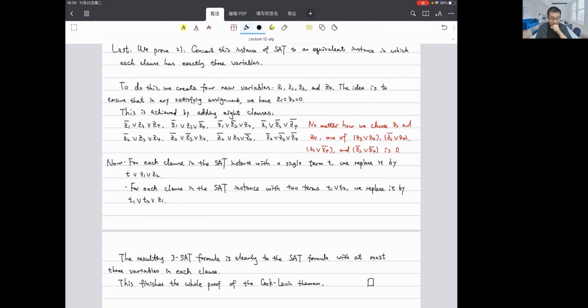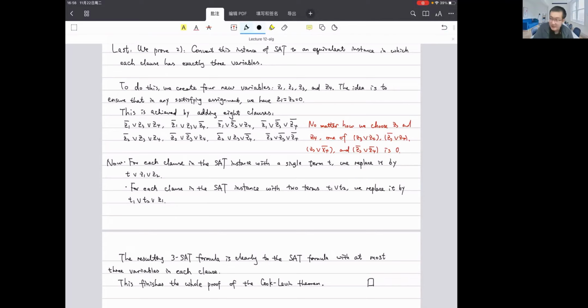Here, one student asked a question about what Z3 and Z4 are for here. So the Z3 and Z4 are basically free variables here. We don't need to further enforce what the values of Z3 and Z4 are, but their existence ensures that the values of Z1 and Z2 must equal 0. That is in this part of the 8 clauses here.